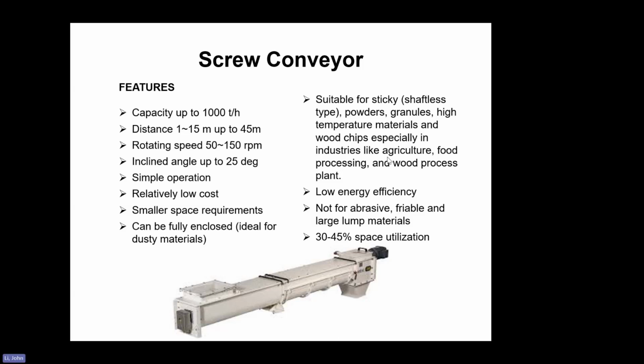So in industrial applications like agriculture, food processing, and wood processing plants. Also, the feature is the rotating speed is quite low, 50 to 100 RPM, with an incline angle up to 25 degrees, and simple operation because it's small and simple, with relatively low cost. Small space requirement, and it can be fully enclosed, so there will be no dust issue, no safety issue. That's the screw conveyor.